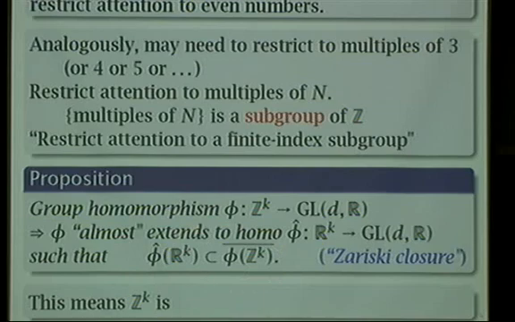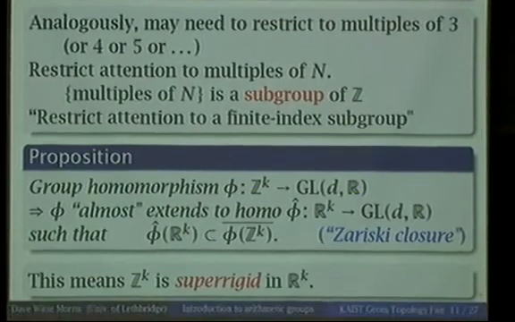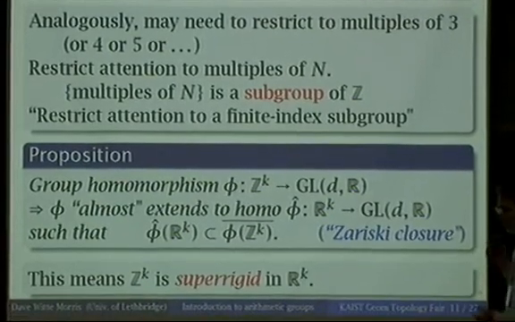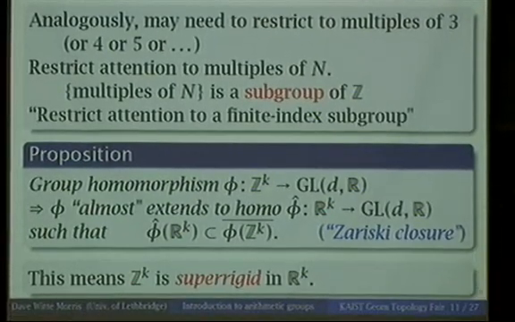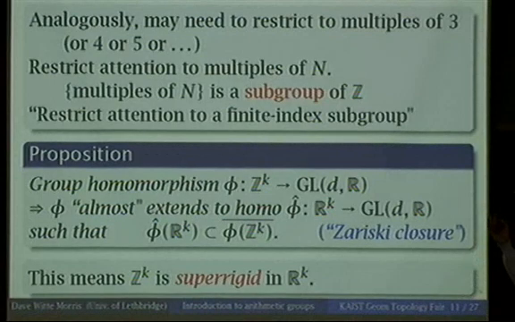That is exactly what it means to say that ZK is superrigid. That's what the definition of a superrigid subgroup in RK is. A superrigid subgroup is one where any homomorphism defined on it can be extended to be defined on the whole group with control over the image. And I'm going to explain why this condition is so important.